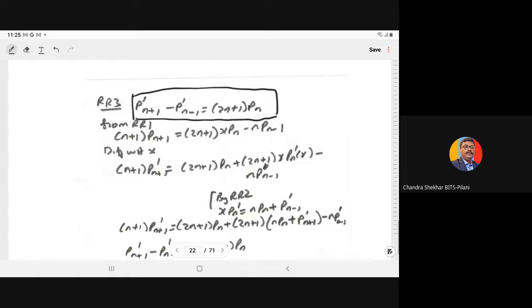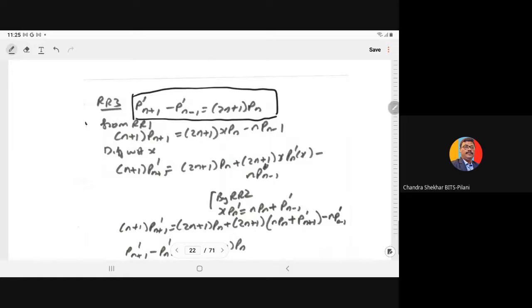And the recurrence relation is what? P'n+1 minus P'n-1 is equal to (2n+1) Pn. All these are not available in the book, so please note down carefully. But in the proof we use these things, so please note down carefully. In the book we have only the first one, right? In total we have 6 recurrence relations, but in the book we have only the first one.